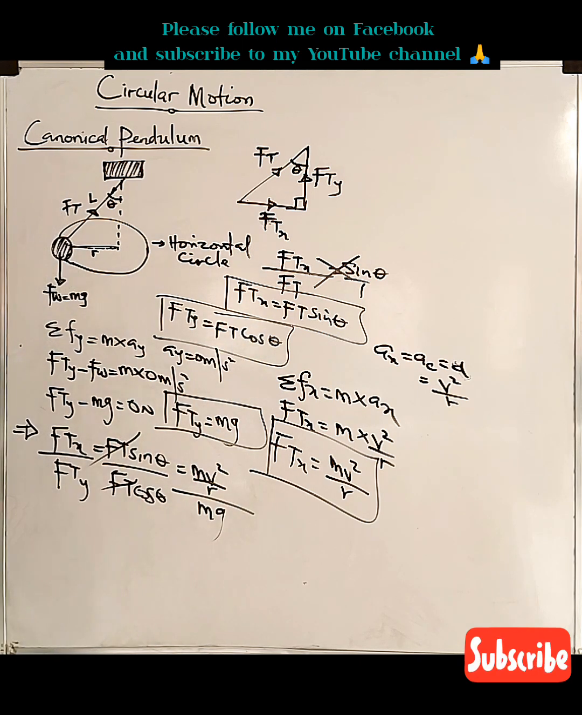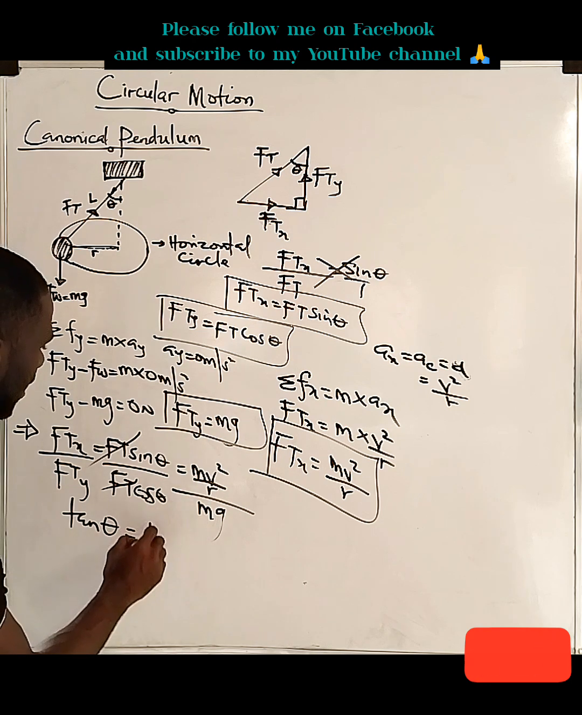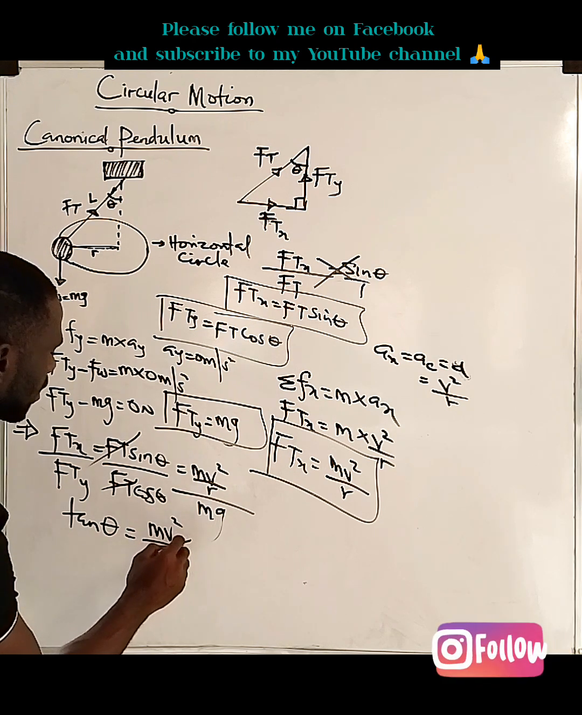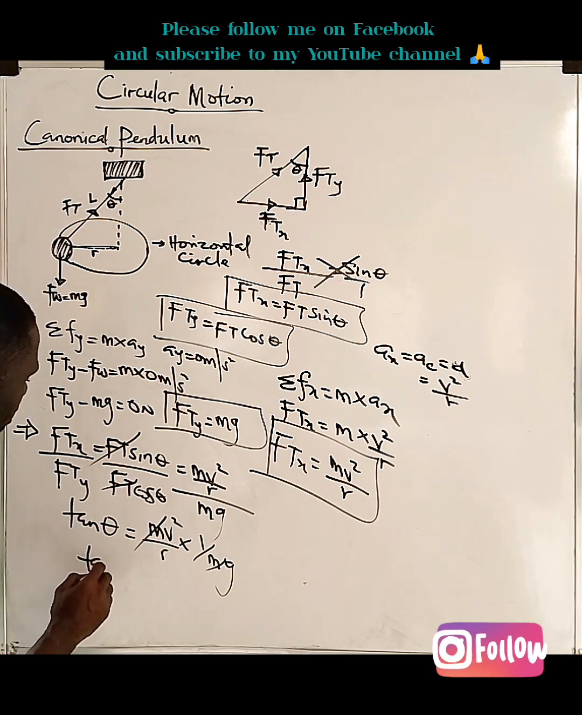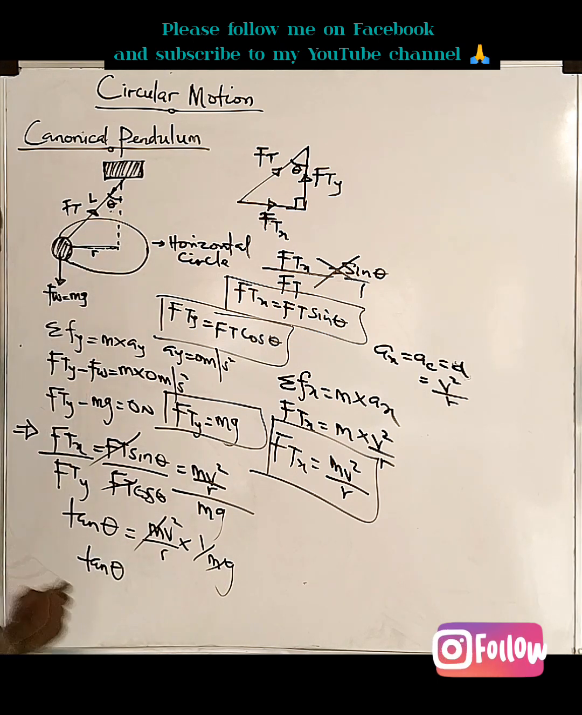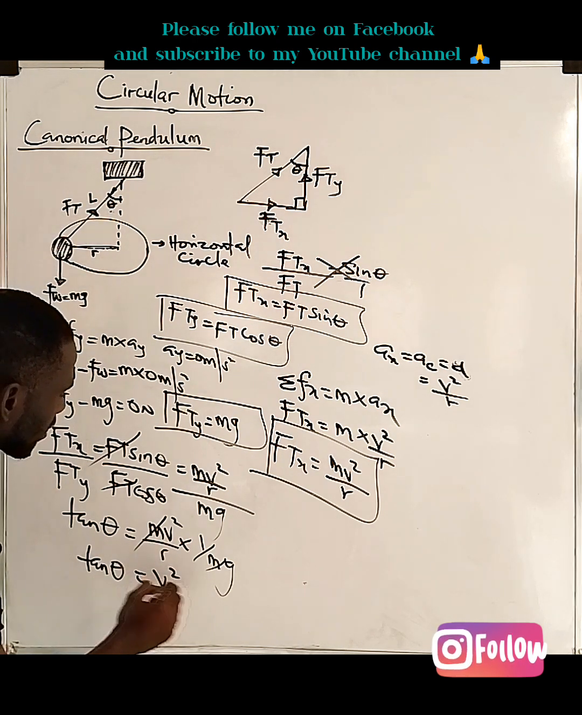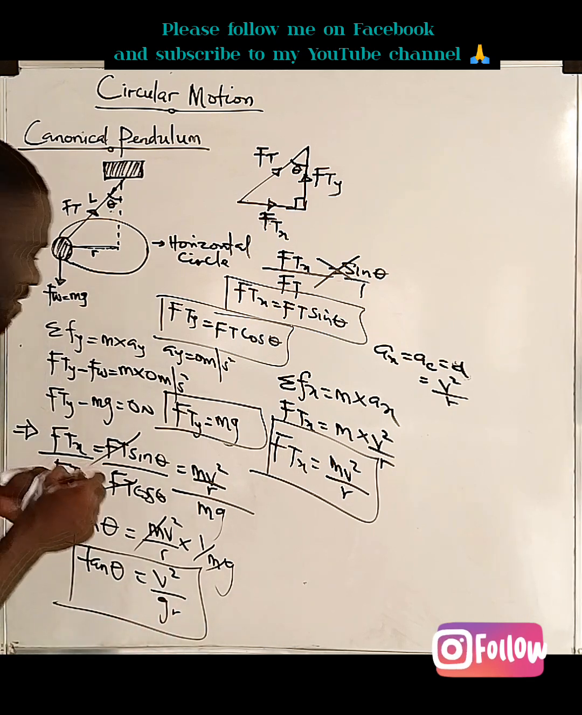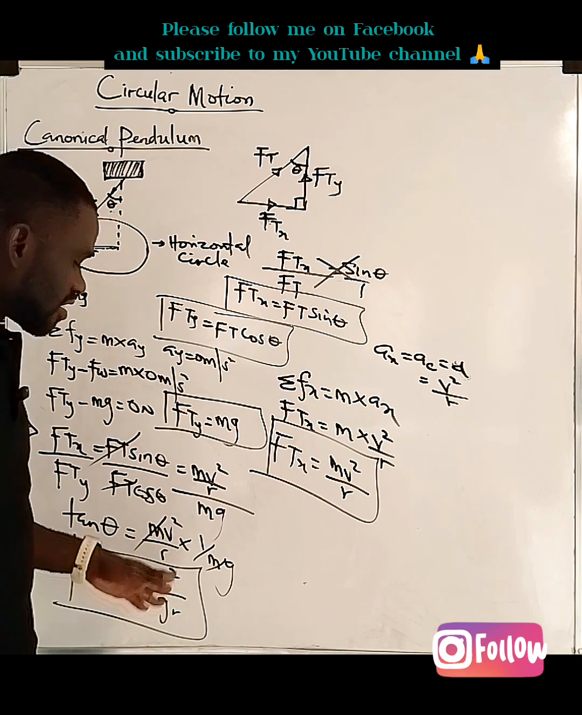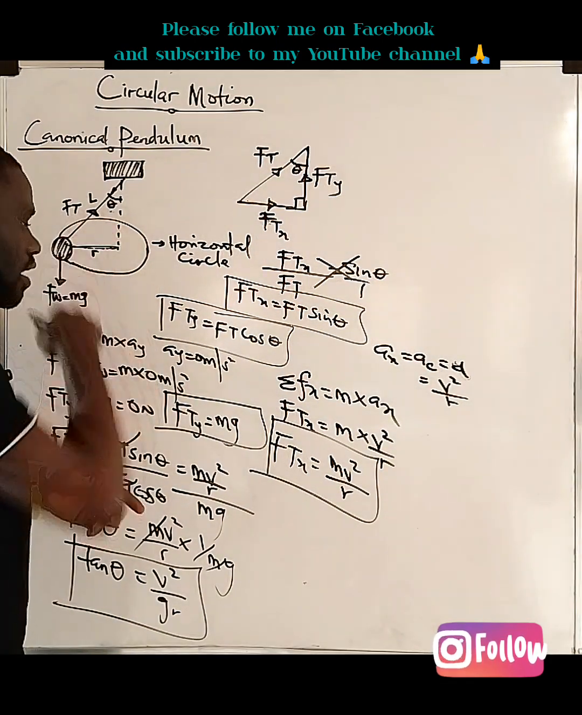Now, the tensional force cancels out, so we end up with sine theta over cos theta, which is tan theta, equals mv squared over r times 1 over mg. So mass cancels mass. Tan theta, which is the angle of this whole movement, equals v squared over gr. Now, this v could be termed the maximum velocity, the maximum speed for this whole circular motion.